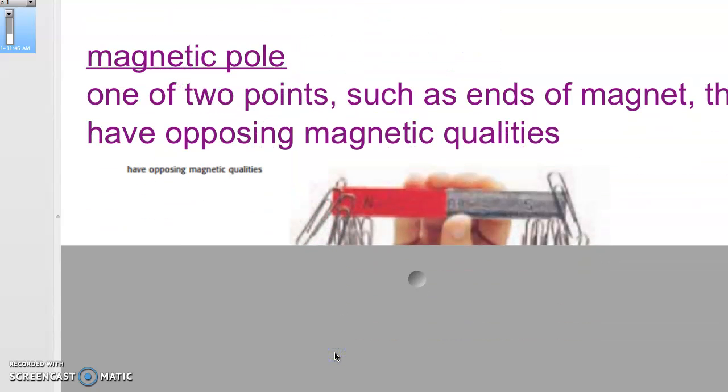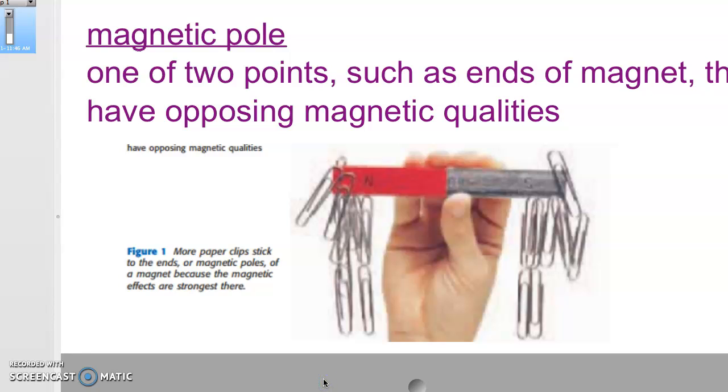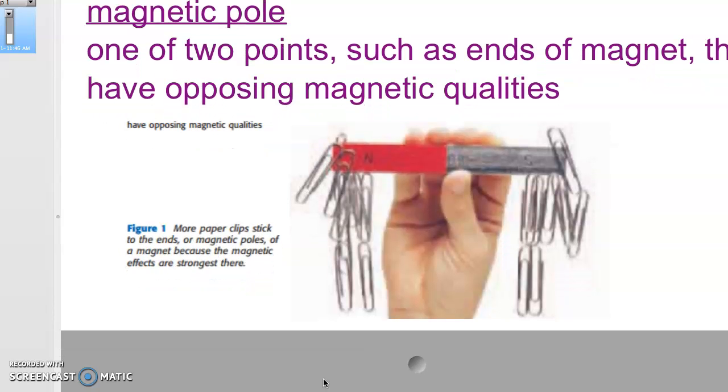If you look at this picture that I pasted in, you can see there's a north, which is the red, and a south, which is the silver. As you can see on the ends, more of those paper clips are sticking, because the magnetic effects are going to be the strongest on the ends. So you can kind of see that in that picture.